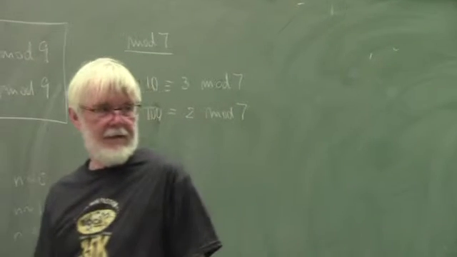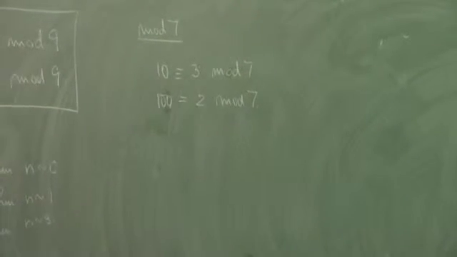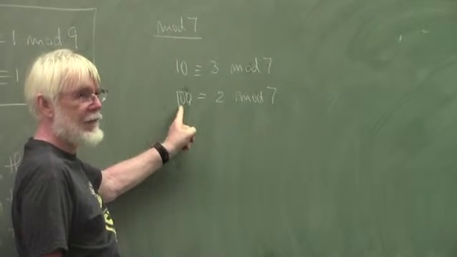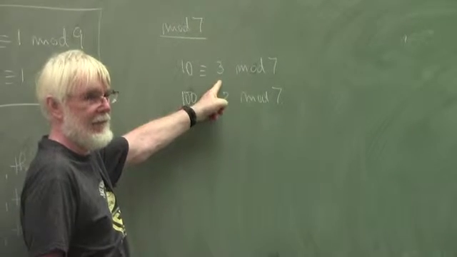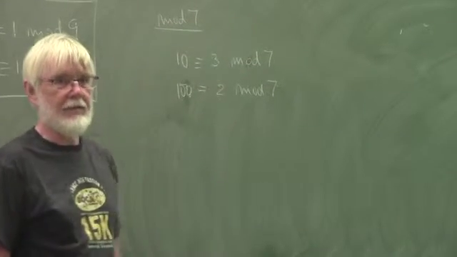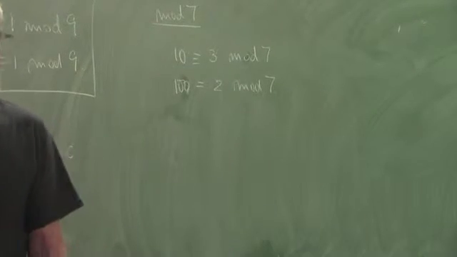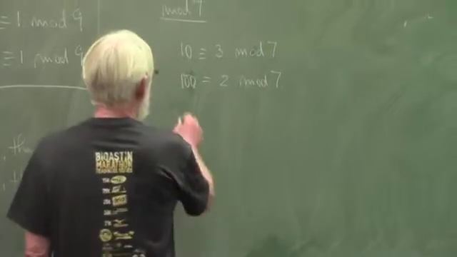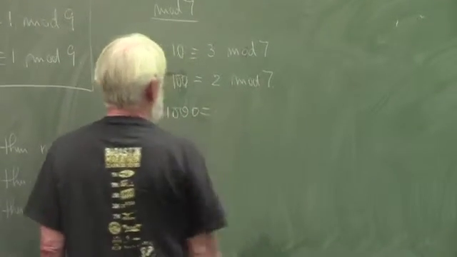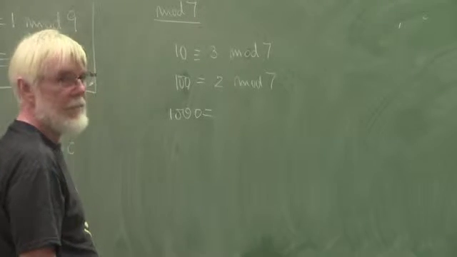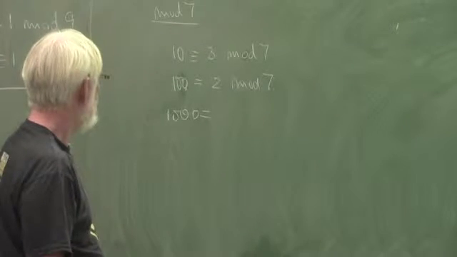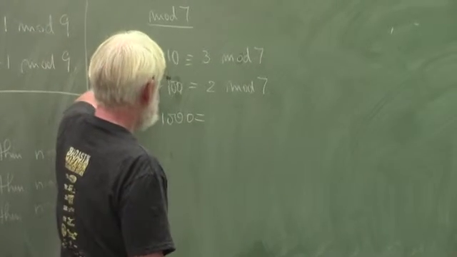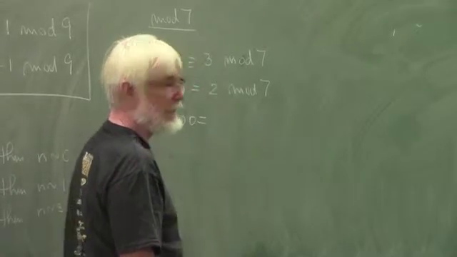Correct. Yeah. But you shouldn't have calculated it this way. 10 is 3. 100 is 10 squared. So that's 9. And 9 is 2 mod 7, right? Yeah. How about 1,000? 1,000 is 10 times 100. So this is 2 times 3, right?